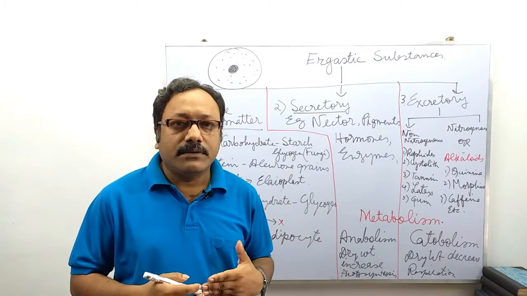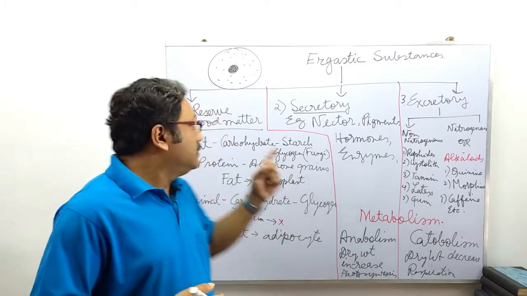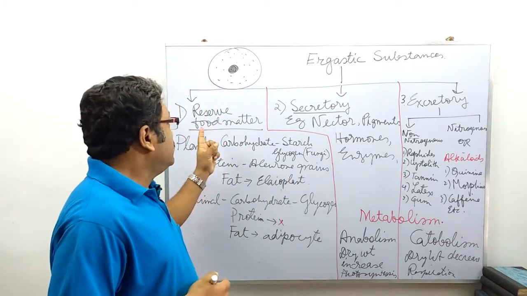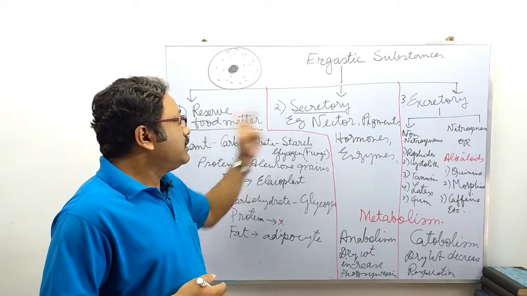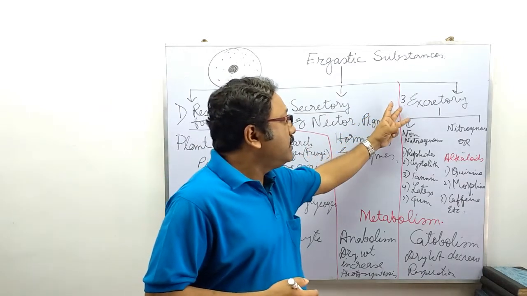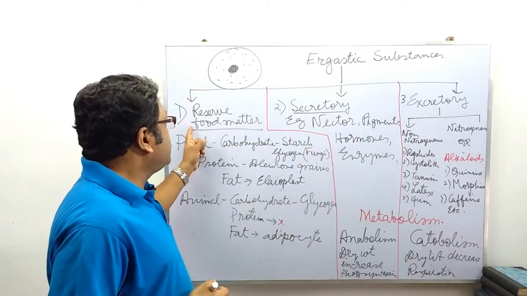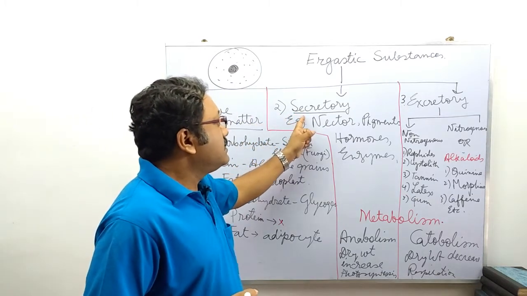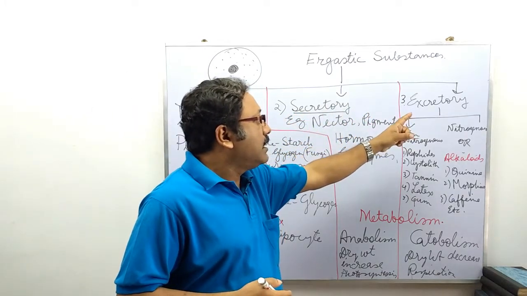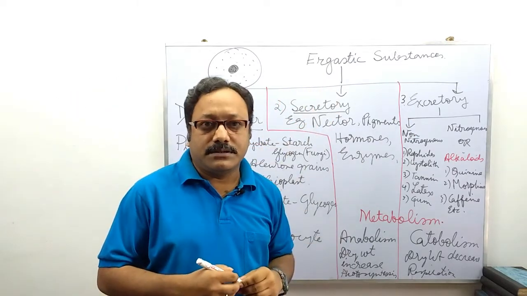Now let us see what are the different types of ergastic substances present within the cell. Number 1, reserve food matters. Number 2, the secretory matters, and number 3 is the excretory matters. So reserve food matters, secretory matters and the excretory matters together are called the ergastic substances.